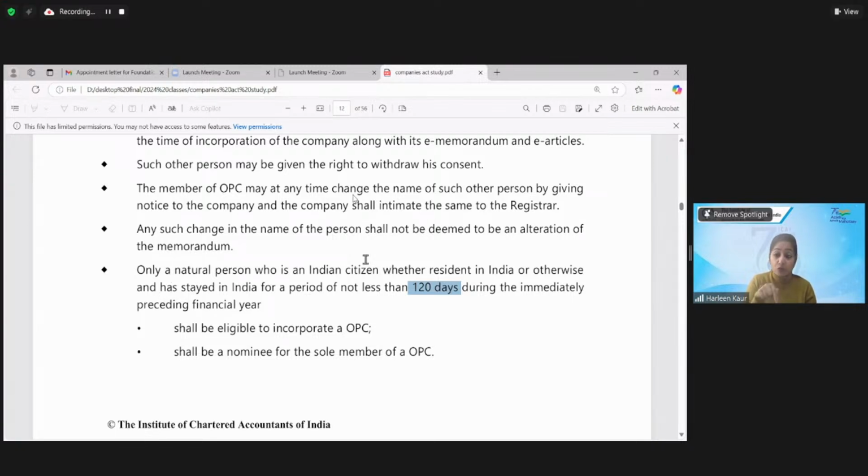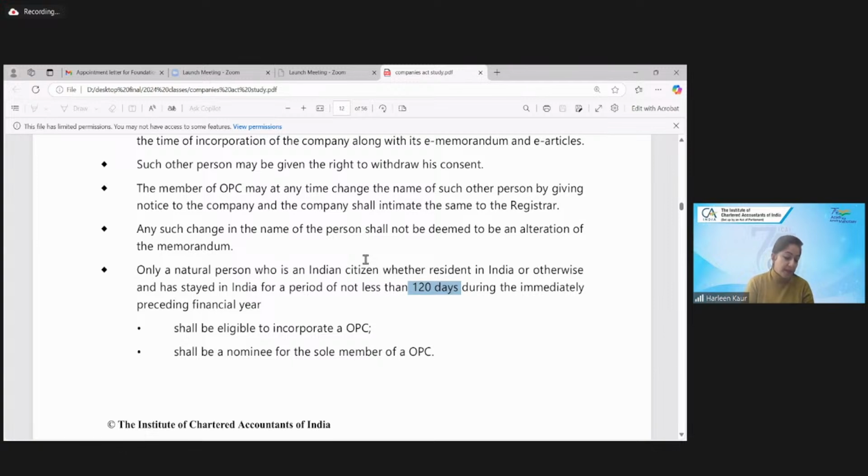So if I'm asking you today, can I open up an OPC on 10th December? Can I open up an OPC? You need to see my status, that whether I've stayed in India from 1st April 23 till 31st March 24. If I have stayed in India for 120 days or more, then only I'm eligible to open up an OPC.